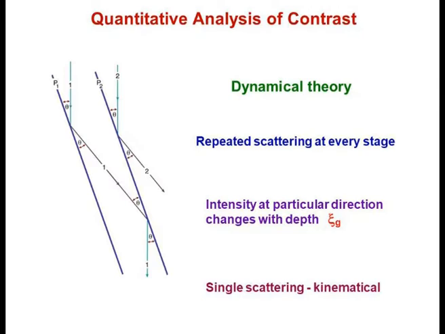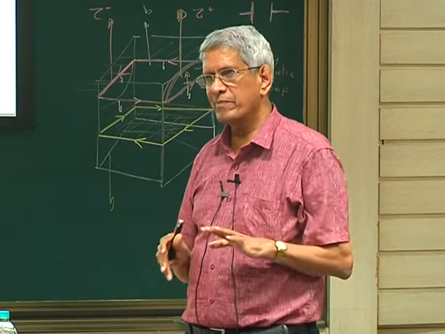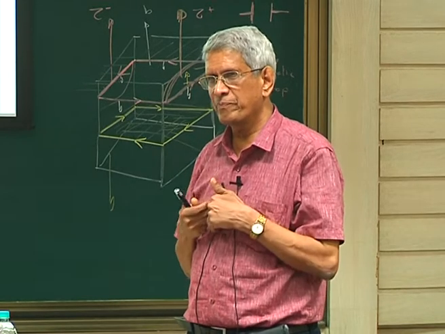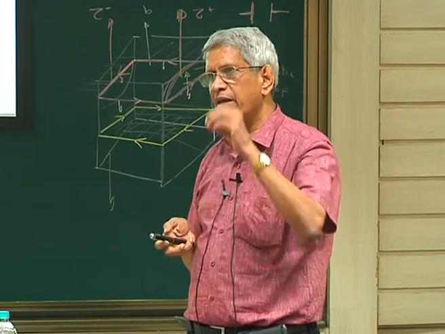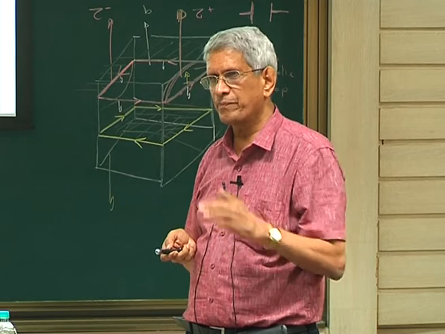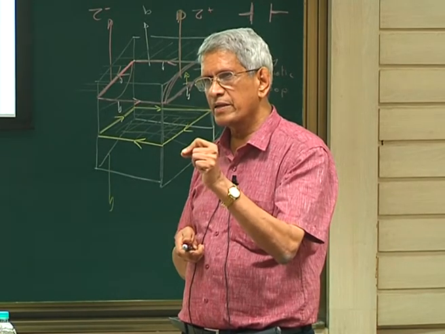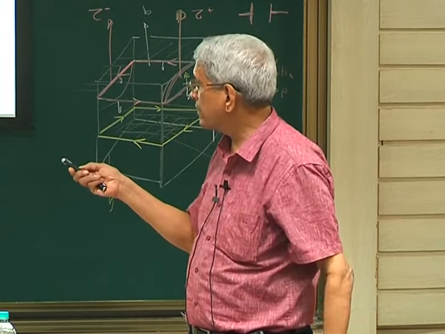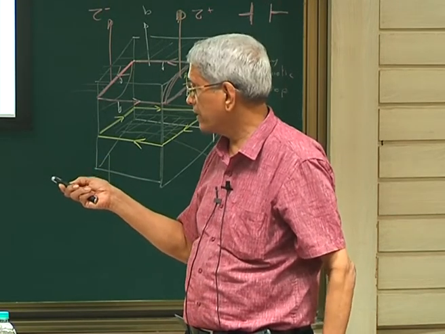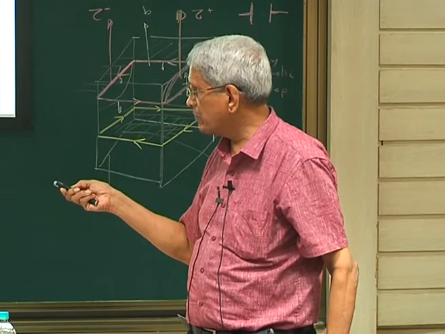For that, what is important is one theory, which is called the dynamical theory. What is the essence of this theory? Since we are using an electron beam, and electrons strongly interact with matter, as the beam passes through the sample, the same electron is scattered in one direction from here by Bragg scattering, and then when it comes to another atom, it is again scattered.